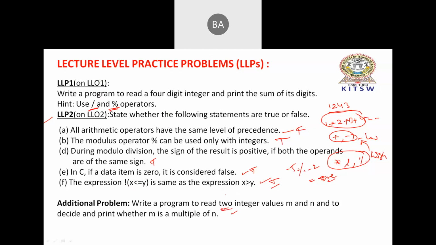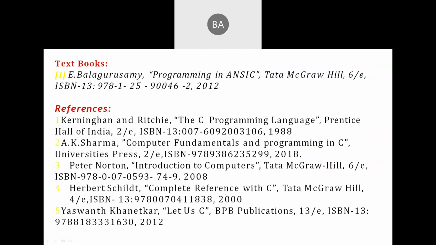Fine. So this is the prescribed textbook, and these are some references for further reading. So you can refer to this.